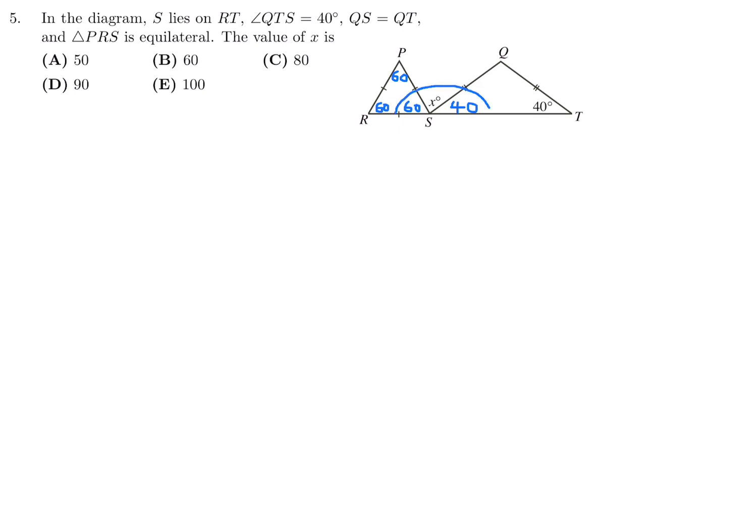Now look at all those angles. All the angles about one line add up to 180. So that means that 60 plus x plus 40 is equal to 180. And therefore x is equal to 180 minus 100, which is just 80. So number 5, the answer is C.